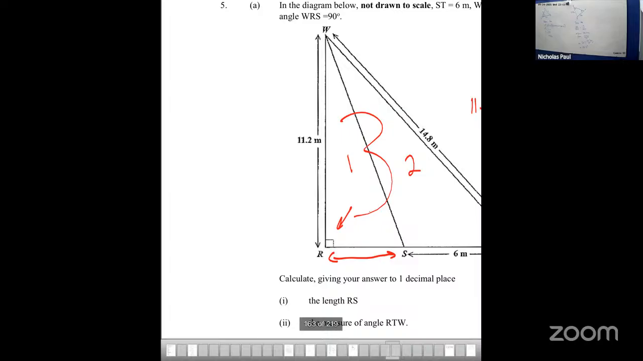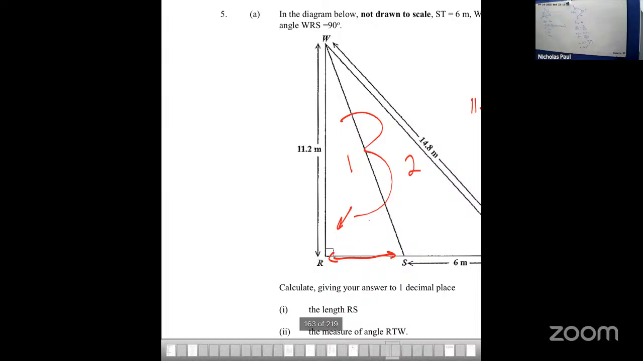But you can't just use triangle two, because triangle two is not right angle. Triangle two is not right angle. And triangle one, you don't have enough information.